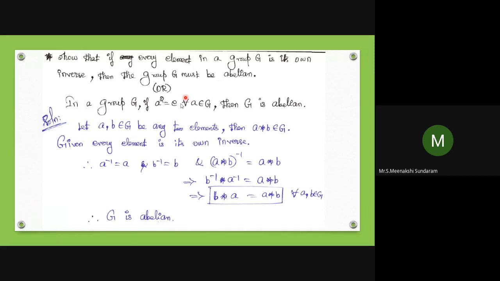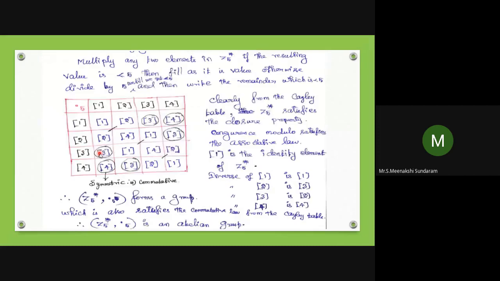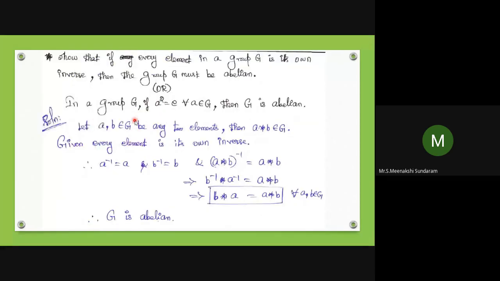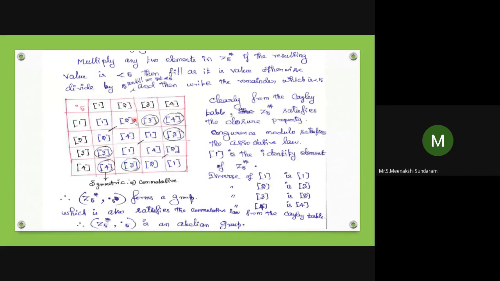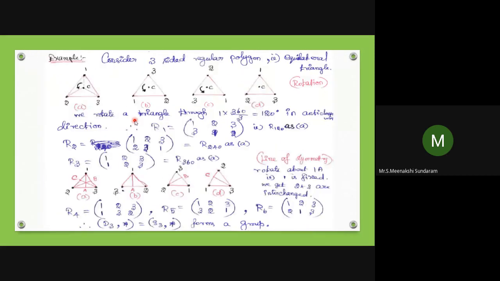Then confirmed. The converse is not true. For example, the previous one is not its own inverse, but it is abelian. Even without own inverse it can be abelian, but own inverse confirms abelian. No need to check the abelian condition, no need to check commutativity. If the inverse of A is A and the inverse of B is B, then we can conclude the group is abelian.